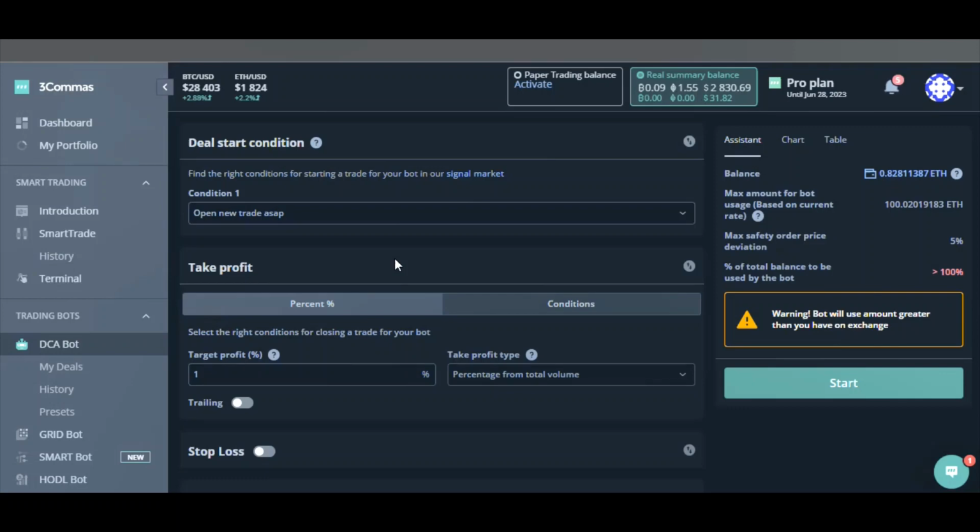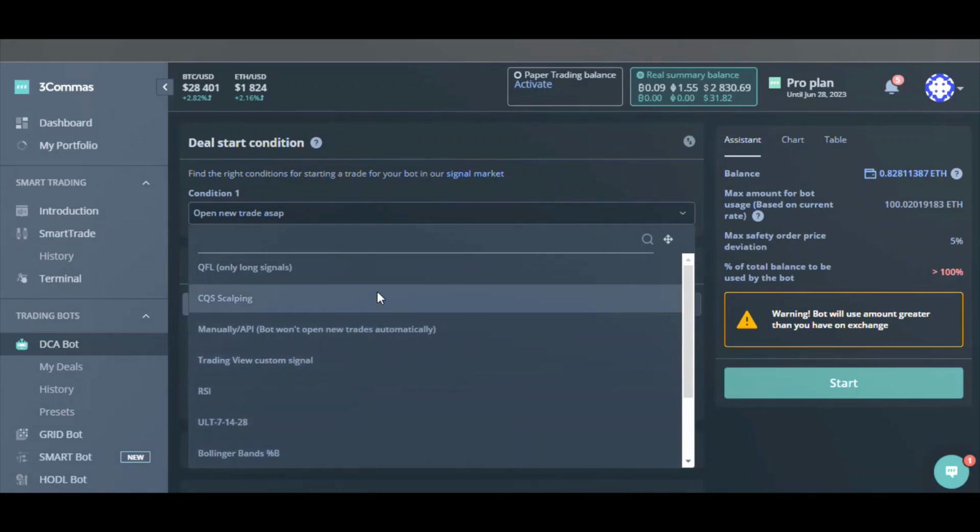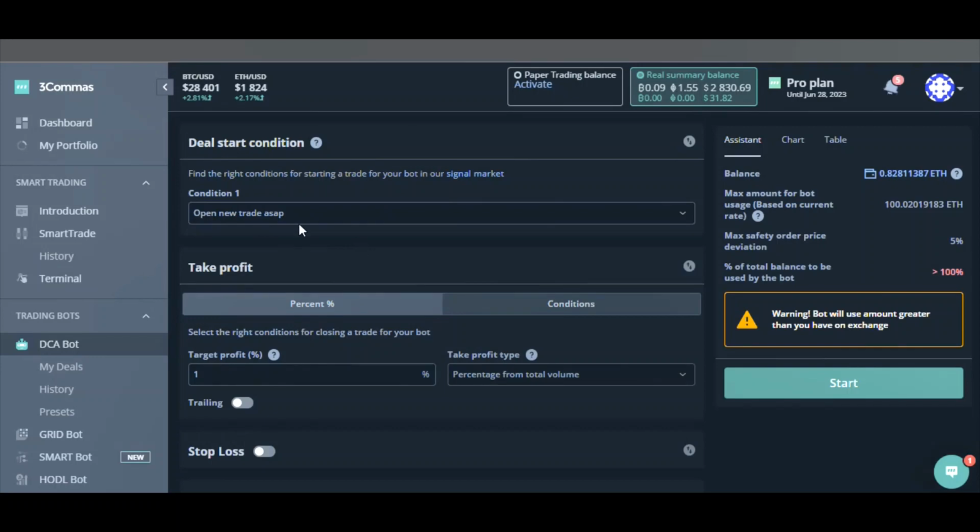I'm going to buy as soon as I set the bot. Then again, as the price goes down, I'm going to buy at lower prices as well. So I'm planning to cover the bot around a 20% market drop. So the first trade to open, new trade as soon as possible, would be okay for me. But if you don't like to open a trade as soon as possible, you can go for other deal start conditions as well. For the moment, I just keep this one.